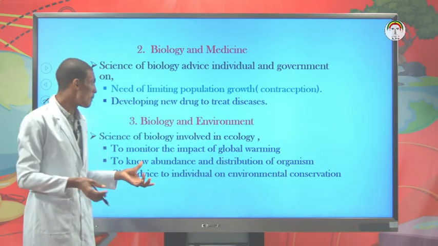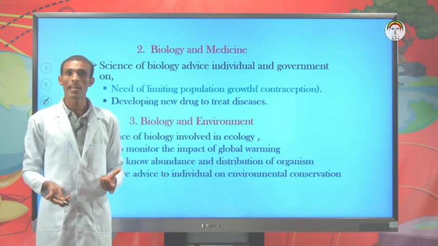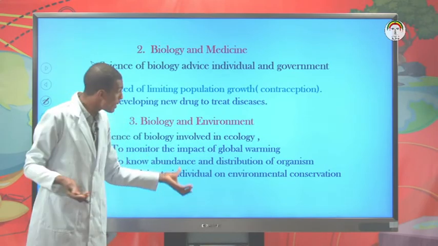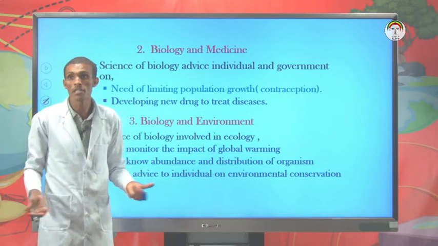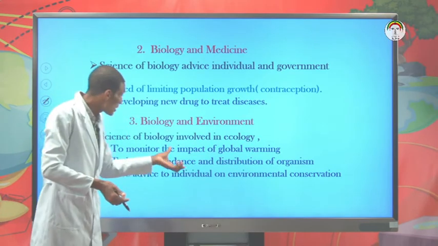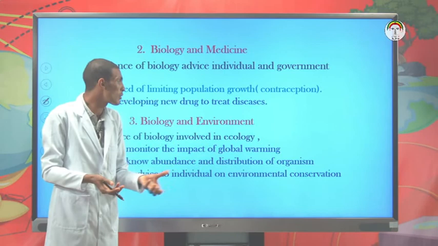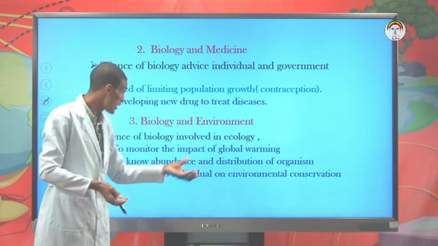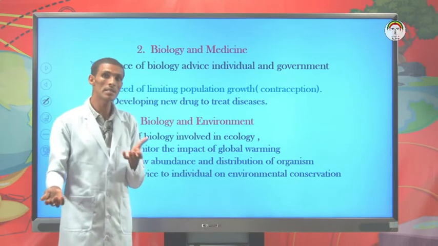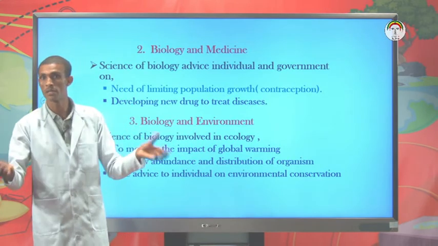Also, biology is very important in knowing how abundant organisms are and where they are distributed. The distribution and abundance of organisms in an ecosystem can be dealt with by biology. So biology is very important in dealing with the abundance and distribution of organisms in our ecosystem.